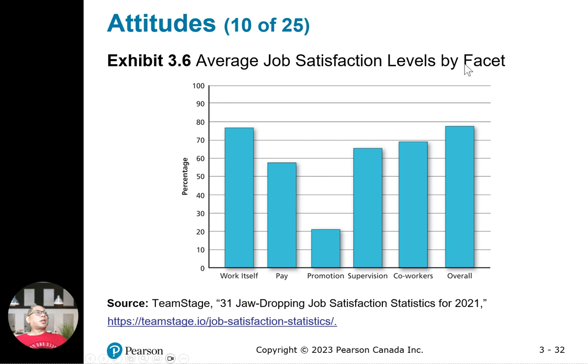The average job satisfaction level by facets. This is again an example: the work itself has a percentage that is one of the highest here. The approximate data here: work itself 70%, pay about 58%, promotion 29%, supervision 65%, co-workers 69%, overall about 78%. So this gives you an idea of the things.